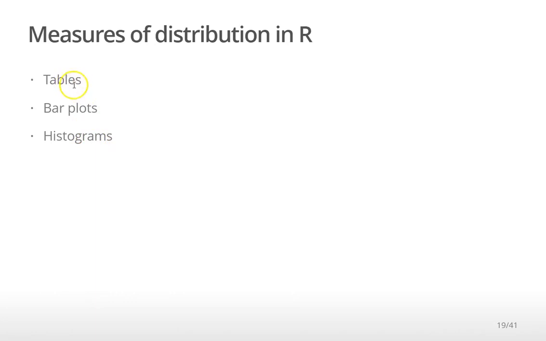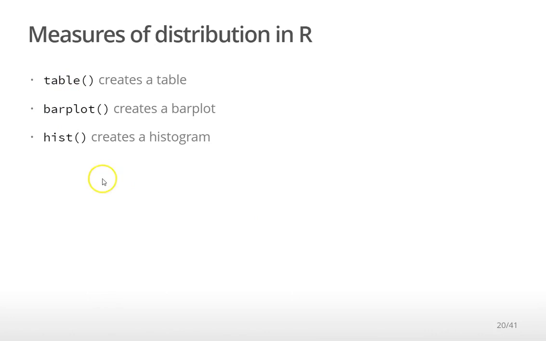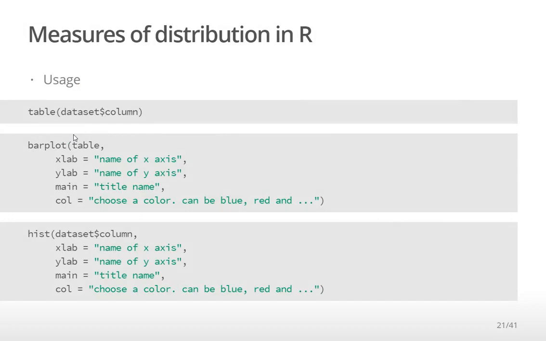Sometimes a table can be a bit difficult to read, and in that case, we can use a bar plot instead of a table. These are the functions for developing a table, bar plot, and histogram: table, barplot, and hist. So it's pretty easy to remember. Let's see how we have to use them.